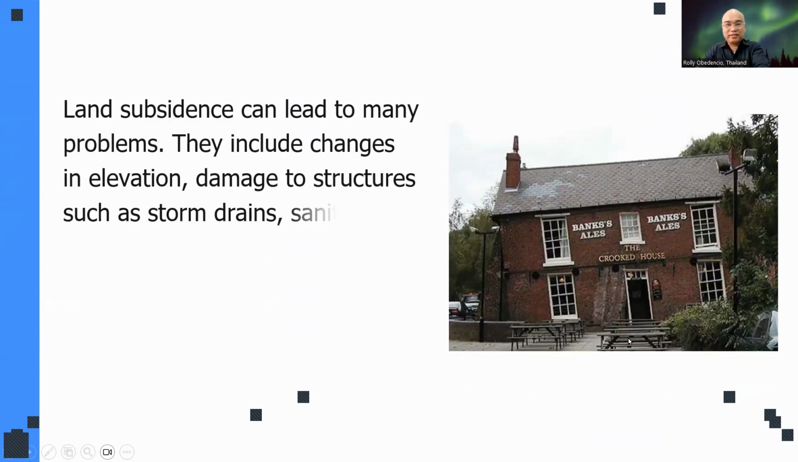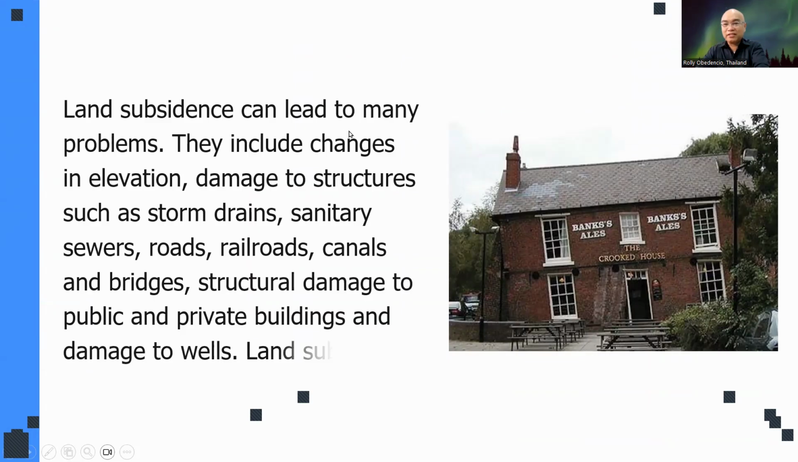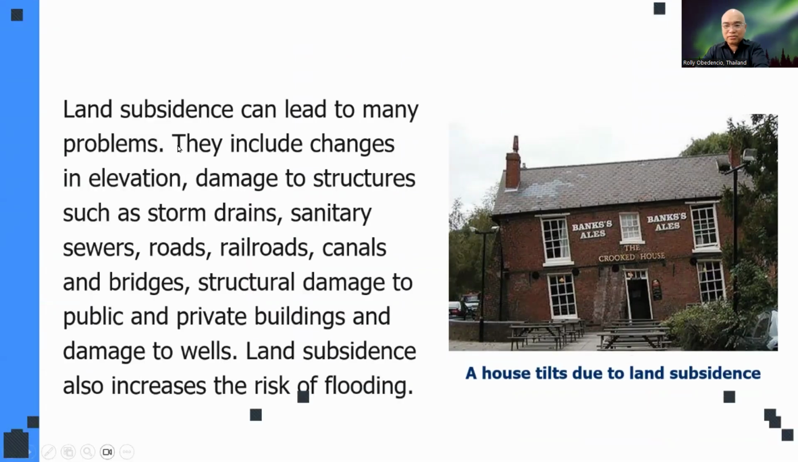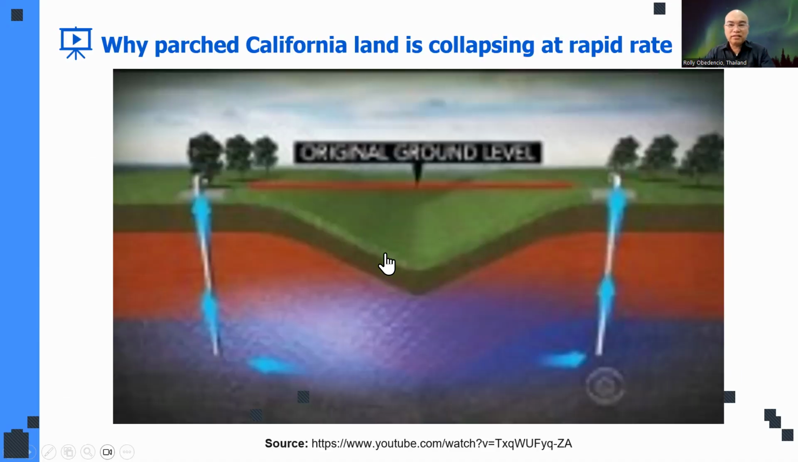Look at this picture. Land subsidence can lead to many problems. They include changes in elevation, damage to structures such as storm drains, sanitary sewers, roads, railroads, canals, and bridges, structural damage to public and private buildings, and damage to wells. Land subsidence also increases the risk of flooding. So look at this house, which sank due to land subsidence. All right, watch this video.